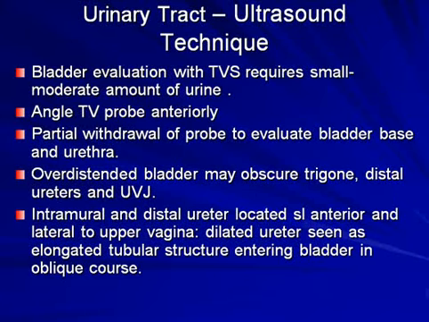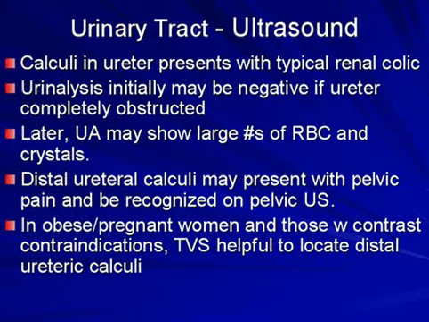Keep in mind that an over-distended bladder may obscure the trigone and actually obscure the distal ureters and the ureterovesical junction. It's important to recognize that the intramural and distal ureter are located slightly anterior and lateral to the upper vagina. So the dilated ureter is seen as an elongated tubular structure entering the bladder in an oblique course.